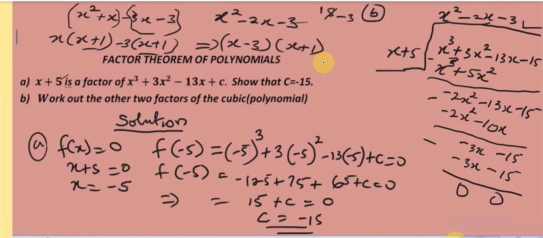So you can see these are the factors. x minus 3 and x plus 1 are the other remaining factors apart from this. So the three of them are x minus 3, x plus 1 and x plus 5. These are the factors of this polynomial expression, because if you multiply the three of them, you're going to get this one back.